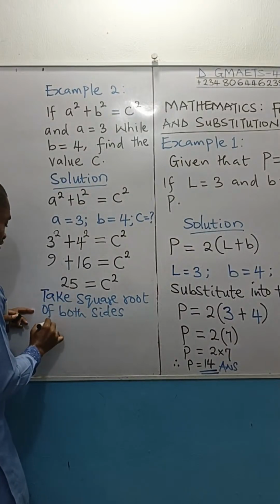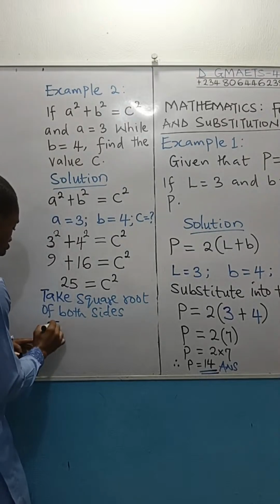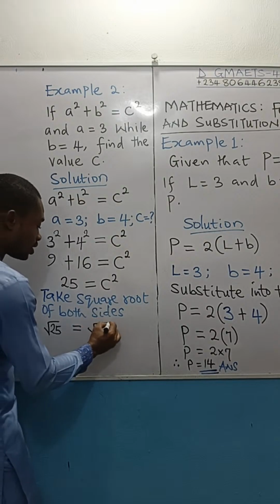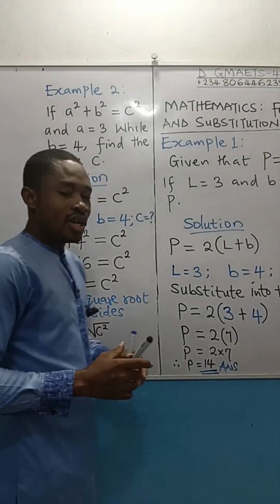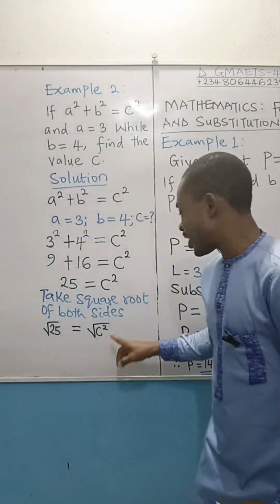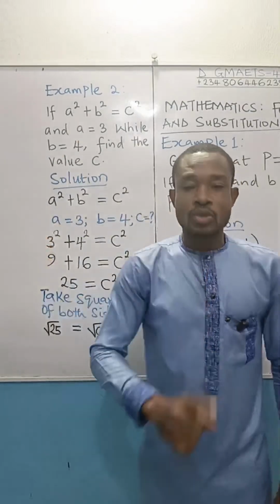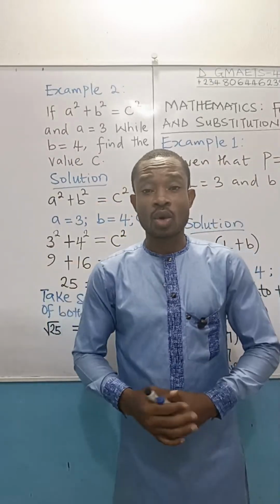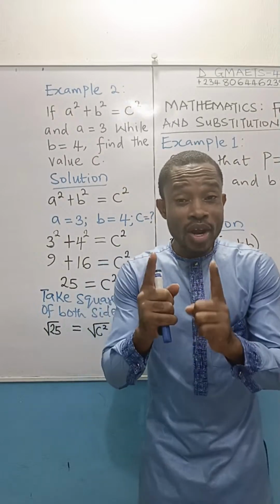Come to 25, the left-hand side. This is the symbol of square root. So it's going to be square root of 25 equal to, you come here, that's c squared, take the square root. So you put square root of c squared. Now, the square root will cancel this square. That is what square roots do to square. Take note, an unknown has square. If you want to remove that square, you take what? Square root.